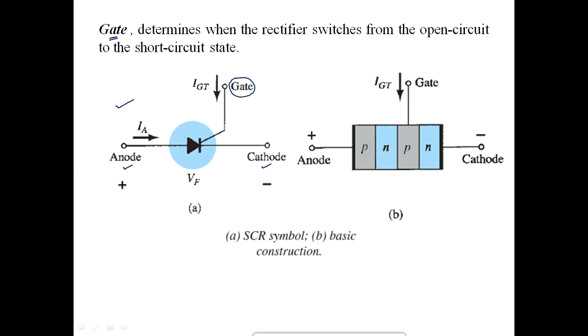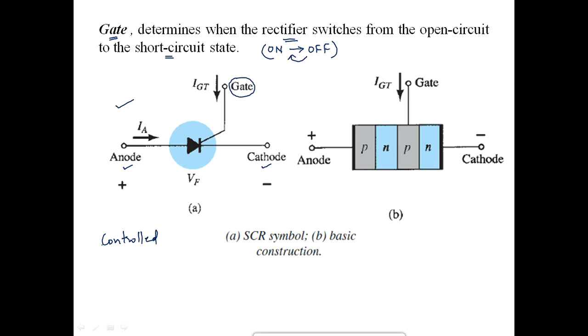So what is the function of the gate? Well, the gate determines whether the rectifier switches from open circuit to short circuit. In the sense, it controls its switching action from on to off and also off to on, vice versa. So that's the purpose of using a gate terminal in this case.